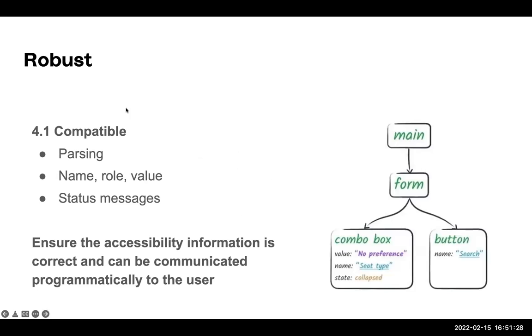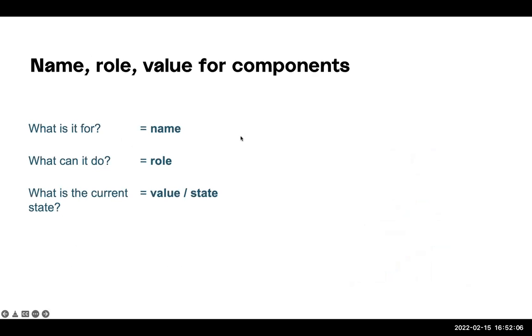Okay, the final main principle of WCAG is that the content needs to be robust. And how to do this? To ensure that the accessibility information is correct and can be communicated programmatically to the user. So this is mainly for assistive technologies, and how to make sure that the content performs well with all of the assistive technologies. Some success criteria related to this are parsing, name, role, value, and status messages.